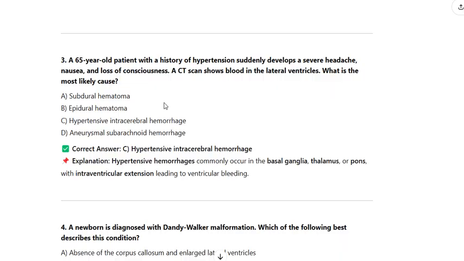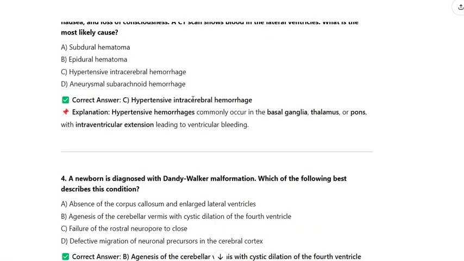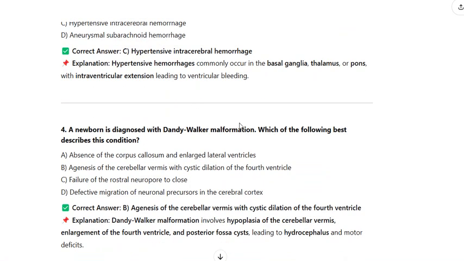B. Agenesis of the cerebellar vermis with cystic dilation of the fourth ventricle. C. Failure of the rostral neuropore to close. D. Defective migration of neuronal precursors in the cerebral cortex. B. Agenesis of the cerebellar vermis with cystic dilation of the fourth ventricle. Explanation. Dandy-Walker malformation involves hypoplasia of the cerebellar vermis, enlargement of the fourth ventricle, and posterior fossa cysts, leading to hydrocephalus and motor deficits.